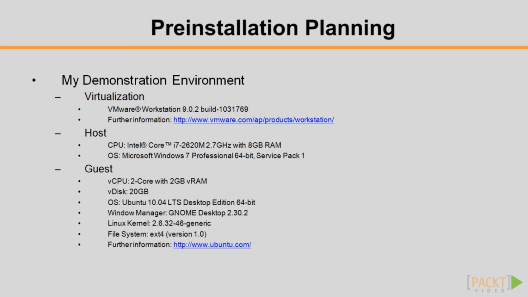Each VM is allocated with a dual-core processor, 2 GB memory, 20 GB disk space, and one network interface card. This configuration is fine for demonstration purposes. The guest OS is Ubuntu 10.04 LTS Desktop Edition 64-bit version. The Linux kernel is 2.6.32, and the file system is ext4. Lastly, the Java Standard Edition runtime environment is 1.6 Update 43.